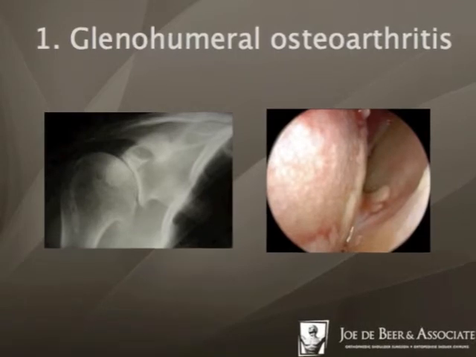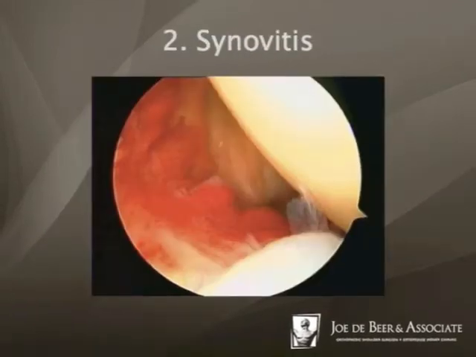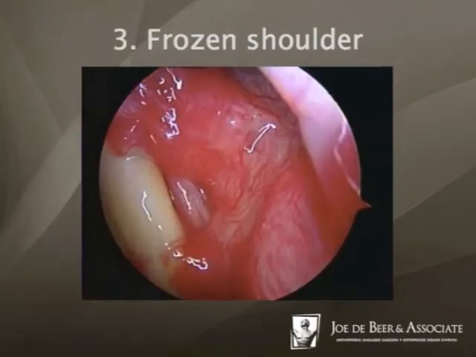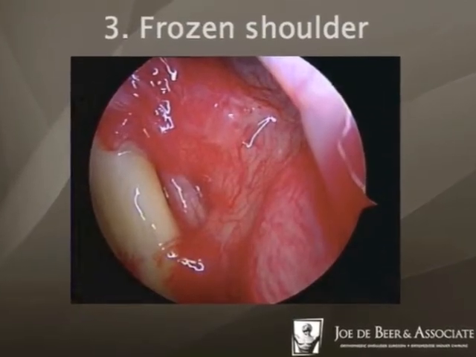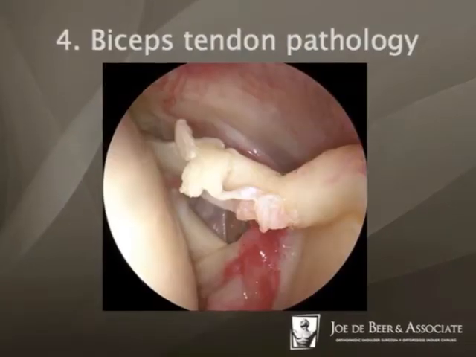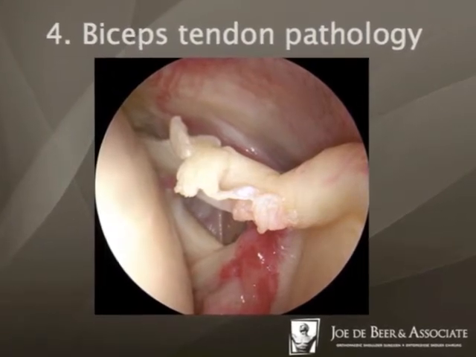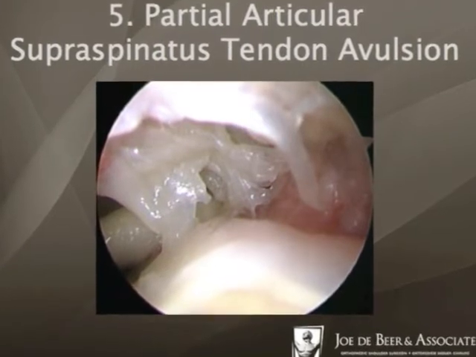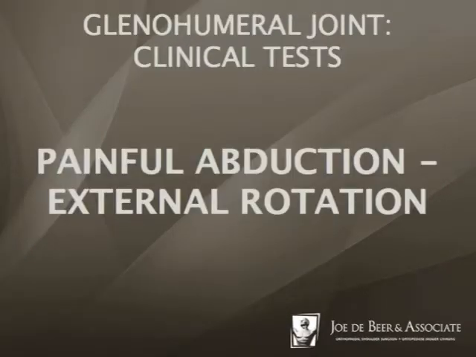Arthritis of the ball and socket joint itself, and here is synovitis with a red synovium, frozen shoulder, very red and irritated, biceps tendon pathology with the biceps being inside the joint, and then partial articular supraspinatus tendon avulsions.